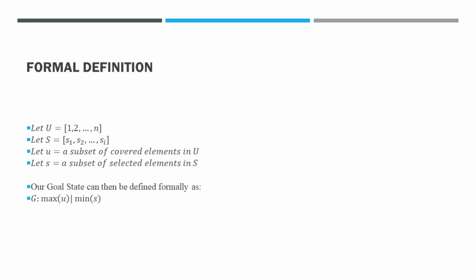Here you can see a more formal definition of the set cover problem. As we discussed before, we have the universe U being an incremental set of elements from 1 up to n, and the set S of subsets from S sub 1 up to S sub I. Then down at the bottom you can see our formally defined goal state, which is maximizing U, the subset of covered elements in U, and the minimum of S, which is a minimal subset of selected elements from S.